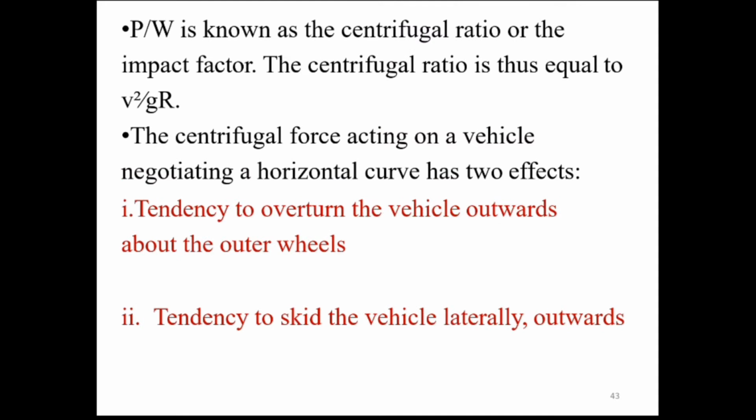Now P by W is known as the centrifugal ratio or the impact factor, and the centrifugal ratio is thus equal to V² / (g R). The centrifugal force acting on a vehicle negotiating a horizontal curve has two effects. The first one is the tendency to overturn the vehicle outwards about the outer wheel, and the next is the tendency to skid the vehicle laterally outwards. This basically is due to the outward pull by the effect of the centrifugal force.